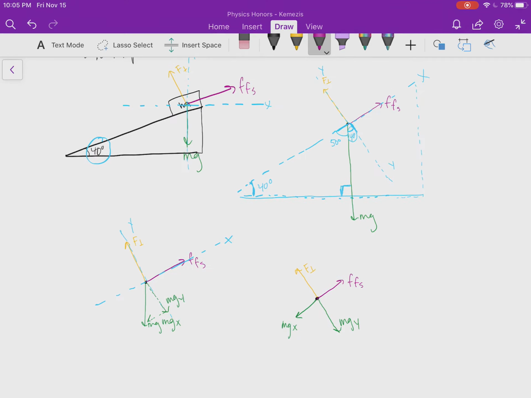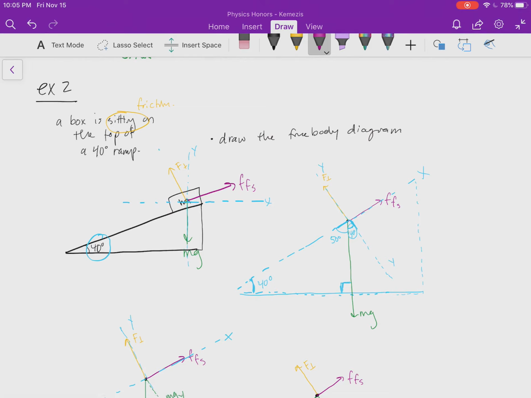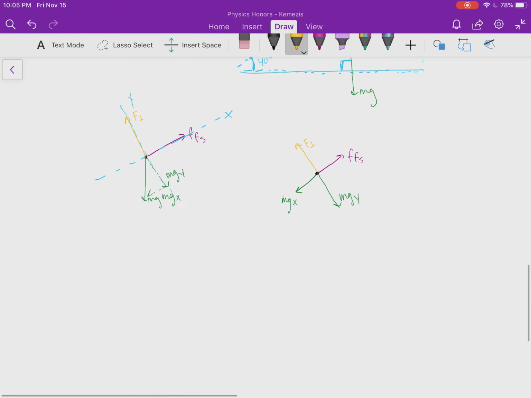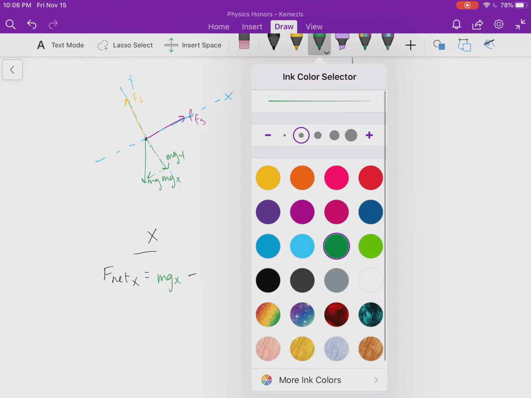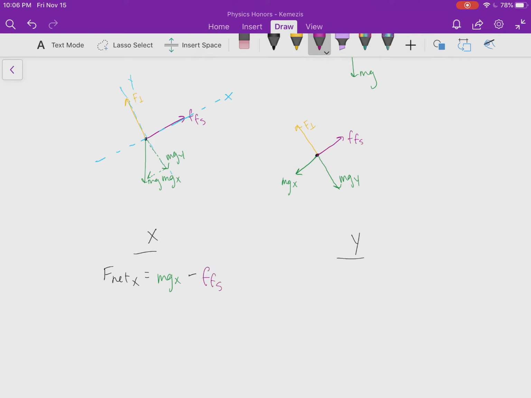And if this thing is sitting on there, that means that there's no motion. This thing is sitting on the ramp. Not only is there friction, but there is no acceleration in the X or Y direction. Okay, so we can do some Newton's laws stuff with this. We can think about our X and our Y. F net X is equal to mgx minus force of static friction. Let's actually get these colors in there so that we can see what's going on. mgx minus force of friction.